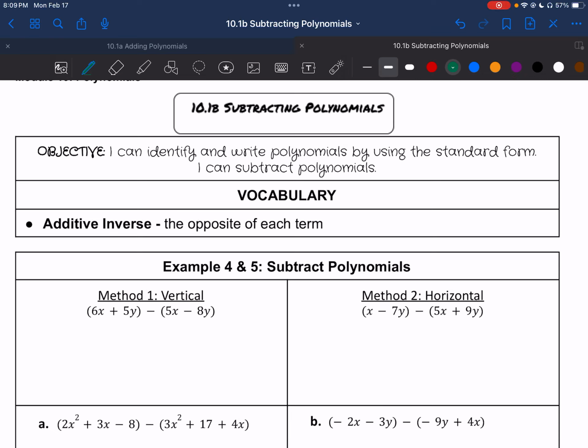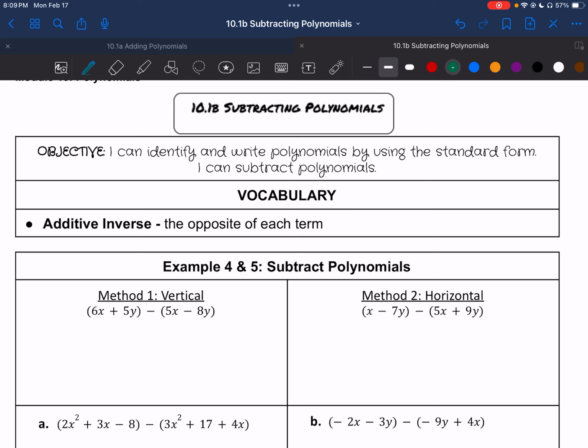Hello, and welcome to Module 10.1b, Subtracting Polynomials. Our objective for today is that I can identify and write polynomials by using standard form, and that I can subtract polynomials. Yesterday we dealt with addition, today we're dealing with subtraction.